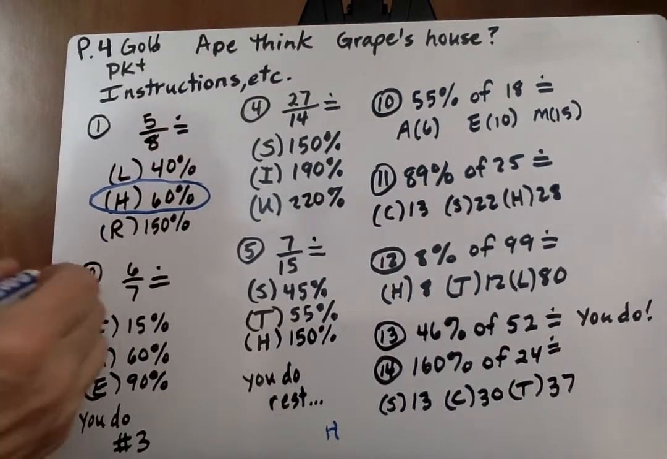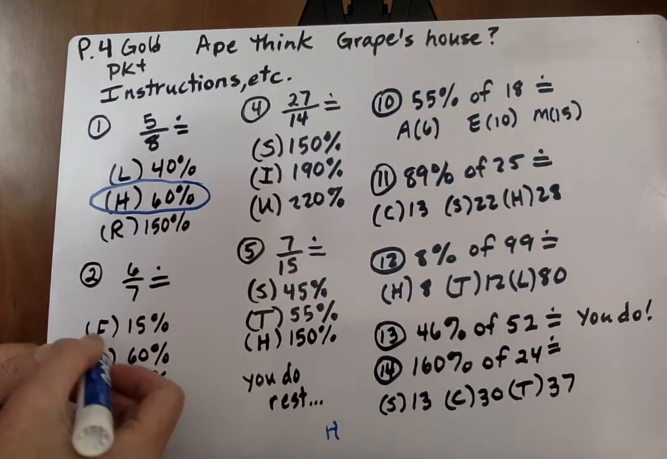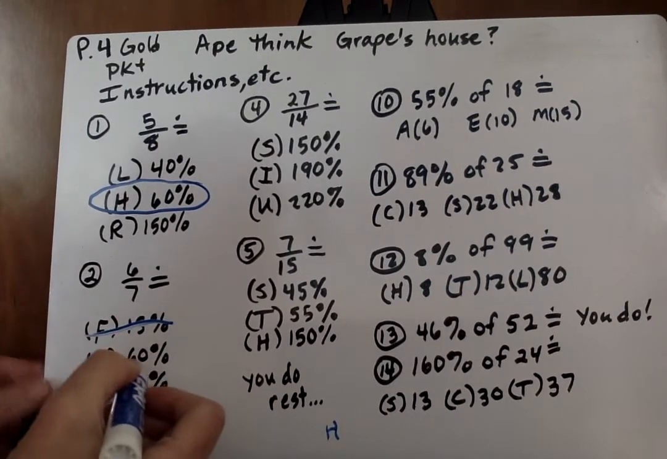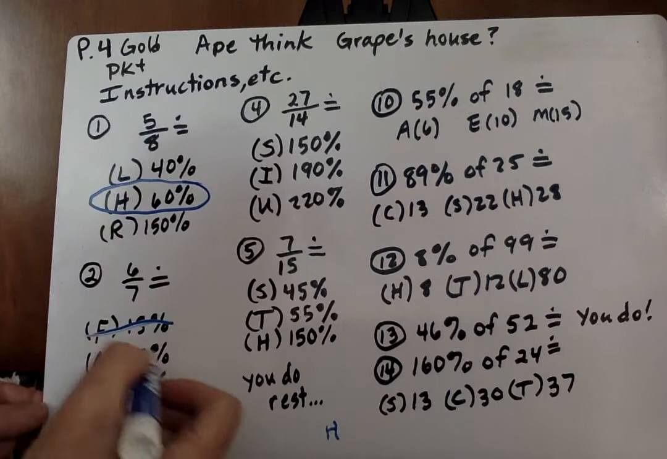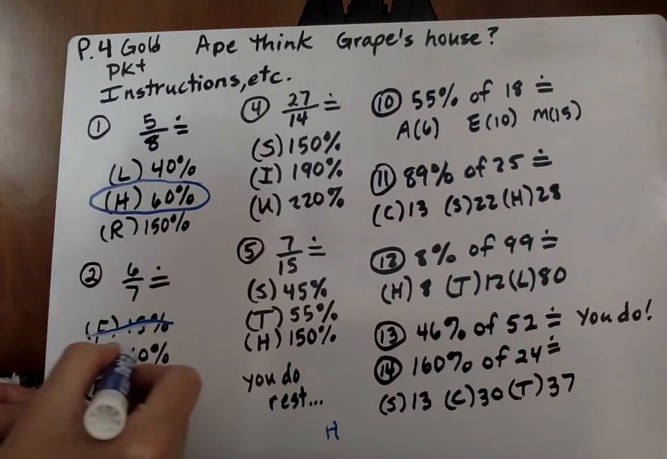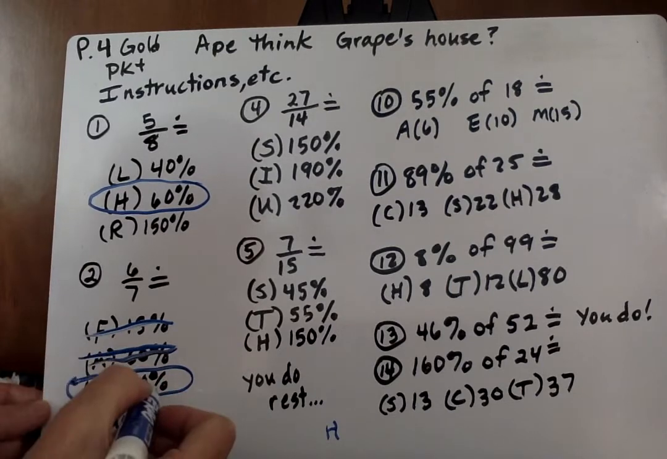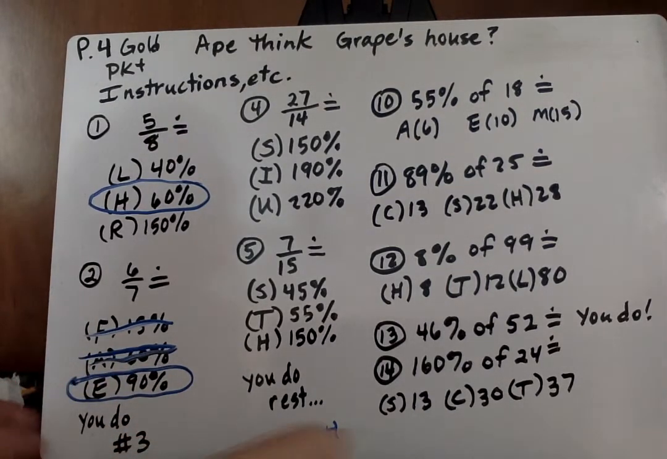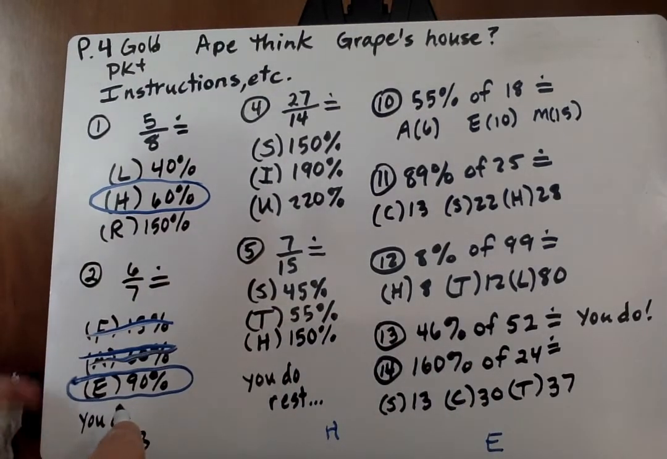Okay, next one, 6/7. Okay, 6 is very close to 7. It's not going to be 15% because that would just be a small amount. 60% is just over a half. Half of 7 is 3.5. So maybe that would be when it's 4. So I would say it has to be E, right around 90%. So I put 2 wherever 2 is at the bottom. Then I would put an E there. Okay. I'll have you do 3, but I'm going to jump to 4 right now.